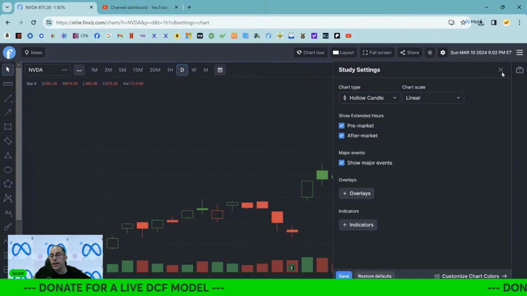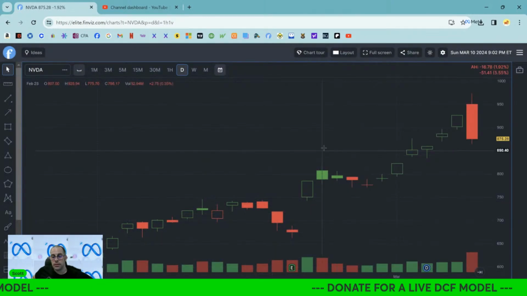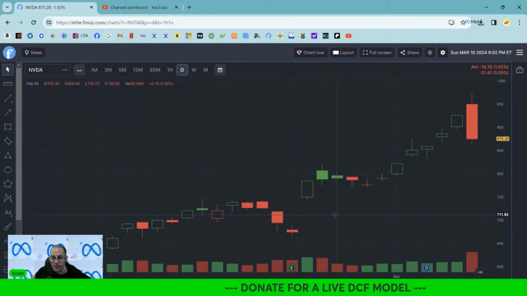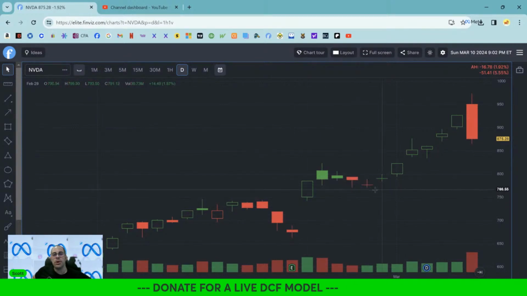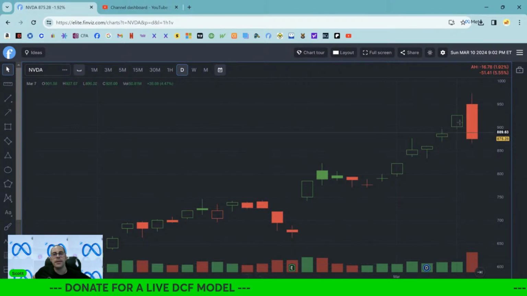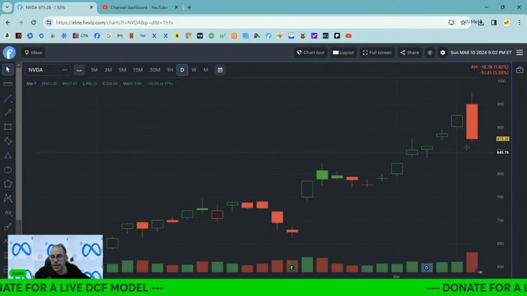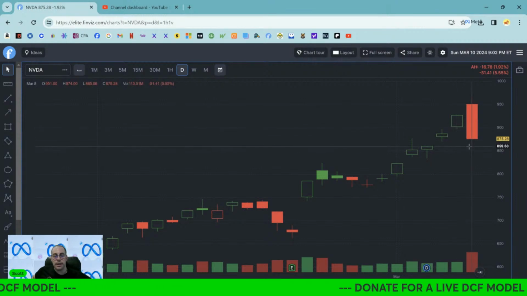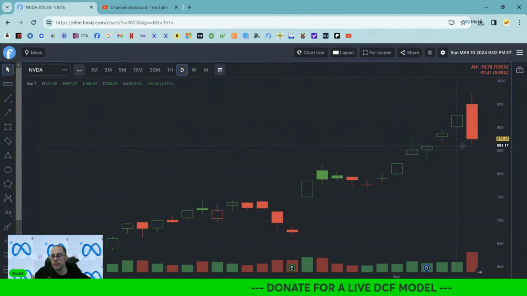The hollow candle, I think hollow candle is more for visual purposes, but it's the same exact thing as the candlestick. This is the daily hollow candle.